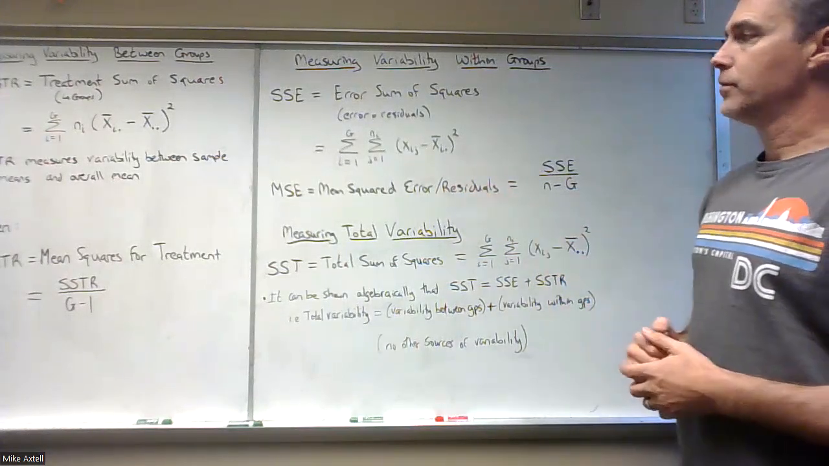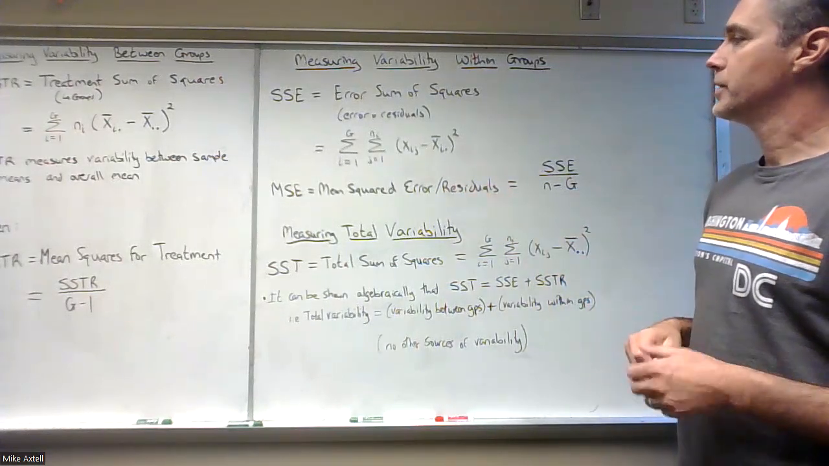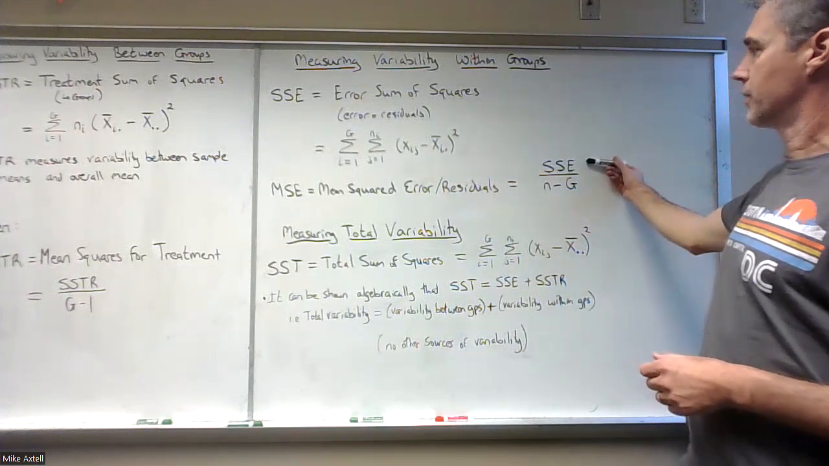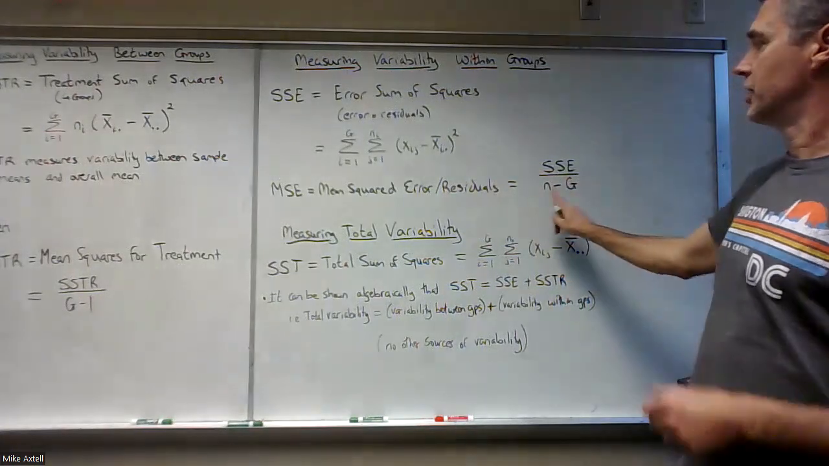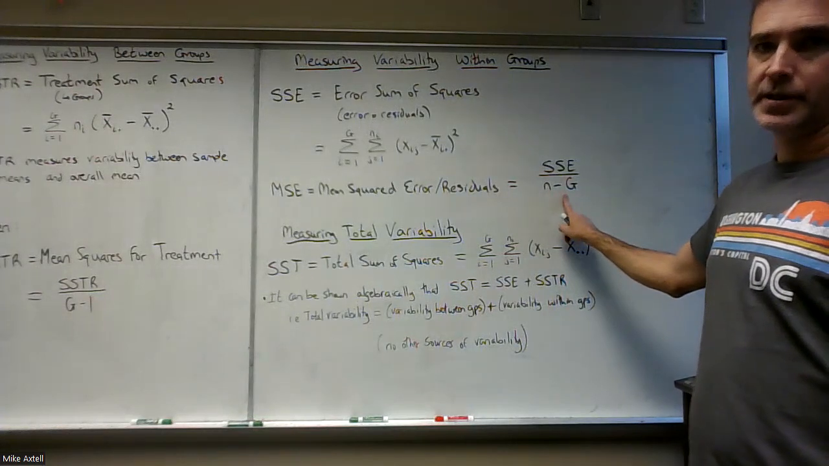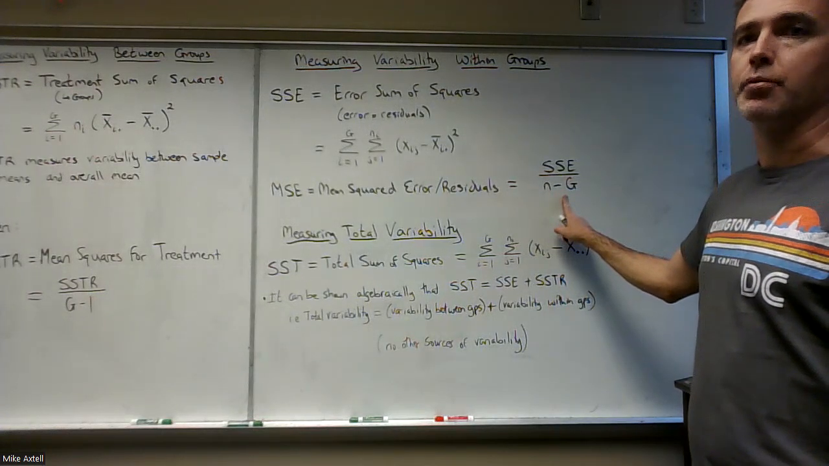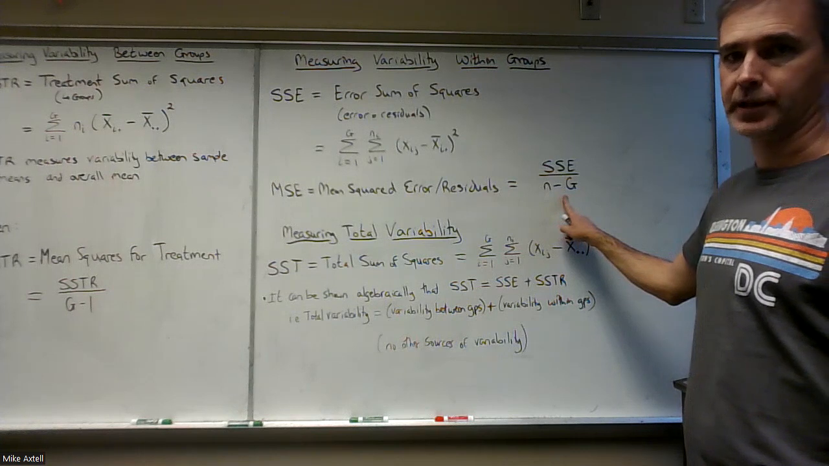We're going to scale it down. So we're going to take the mean squared error residuals, and that's going to be that error sum of squares divided by n minus g, the total number of data points minus the total number of groups. And we'll see that this has a good probabilistic purpose later on.